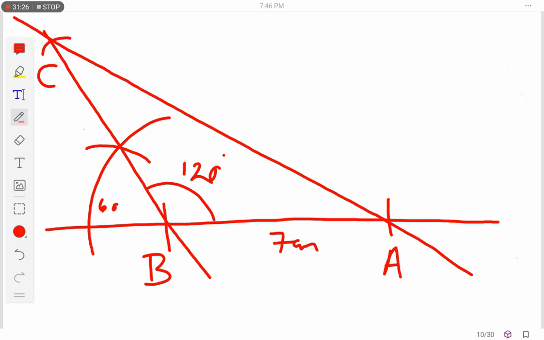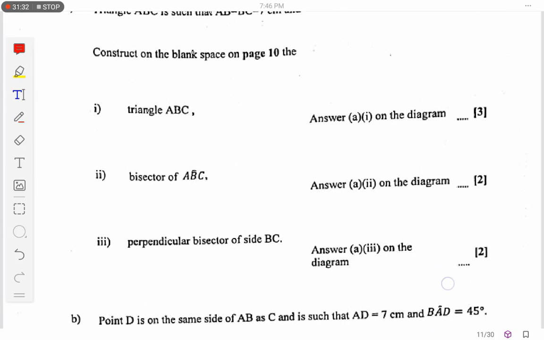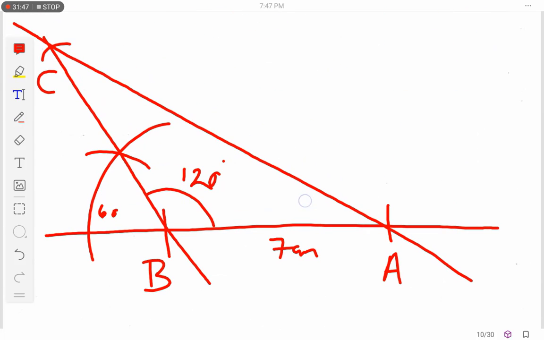Okay, like that. So we have constructed the triangle. Now let's go and answer the next question that is coming. So we have answered this part. Now they're saying bisect angle. So when they do this B dash there, it means we are bisecting the angle that is on B. Okay, so let's go and bisect them.